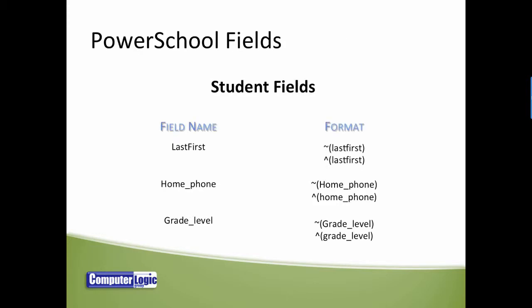The text object is the next object I'd like to talk about. As I said, this is anything that is standard typed text, so anything that you literally type is going to show up as typed. And then this is also where you're going to use field names from the system to pull that information out of PowerSchool. So for a student's last, first, you would use either the tilde or the wavy line, parentheses, last first, or that caret symbol, parentheses, last first. This works for any of the fields that are in the student's table. Use the tilde, parentheses, and whatever the field name is, followed by a closed parenthesis to get that field.